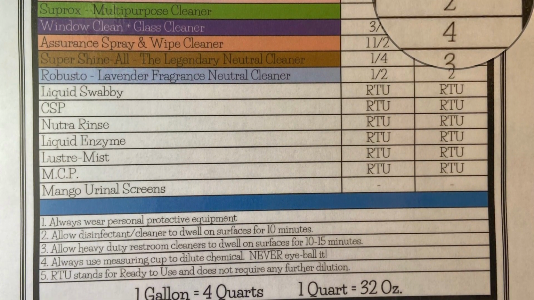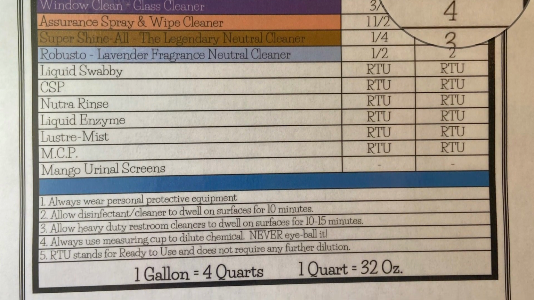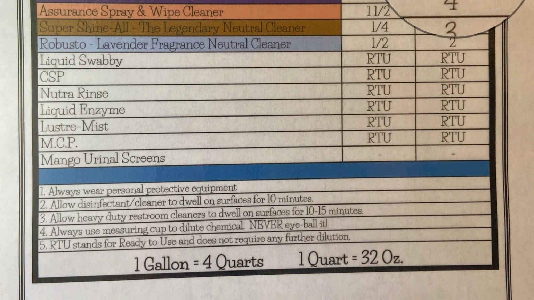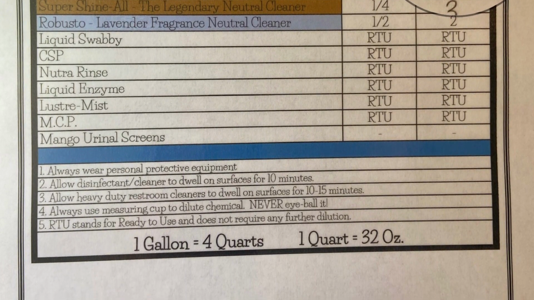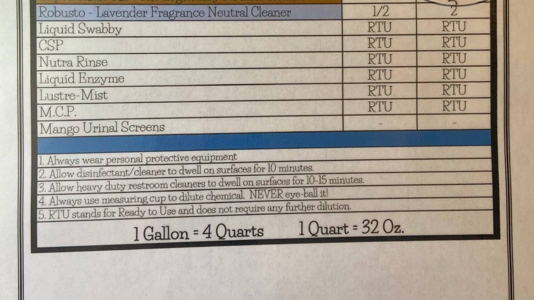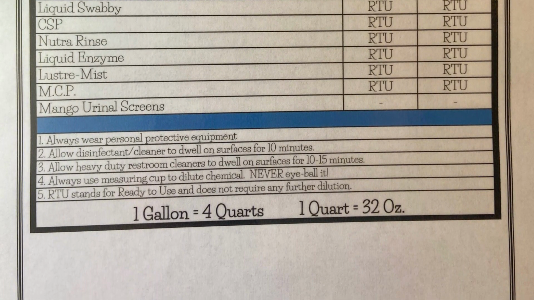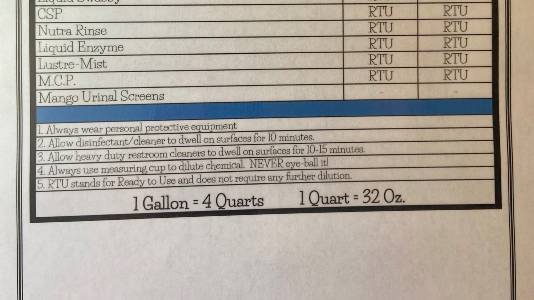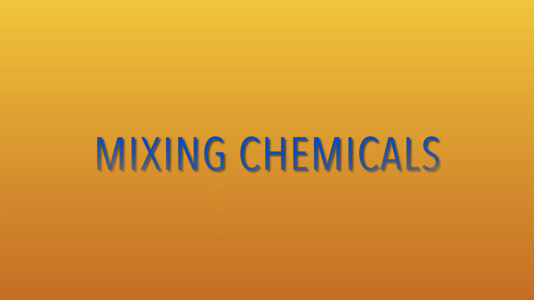The other thing that's very important to pay attention to here is that RTU. Those chemicals are ready to use and they do not need to be further diluted. They can be diluted if you're mixing Luster Mist to use on a smaller surface, or Liquid Enzymes can be diluted if you're going to put it in a spray bottle, but none of those chemicals have to be diluted prior to use. Next, let's talk about the actual process of mixing the chemicals.